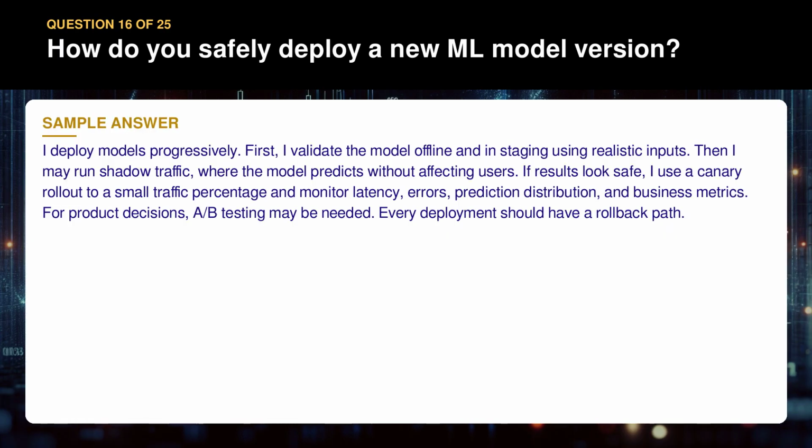I deploy models progressively. First, I validate the model offline and in staging using realistic inputs. Then I may run shadow traffic, where the model predicts without affecting users. If results look safe, I use a canary rollout to a small traffic percentage and monitor latency, errors, prediction distribution, and business metrics. For product decisions, A/B testing may be needed. Every deployment should have a rollback path.